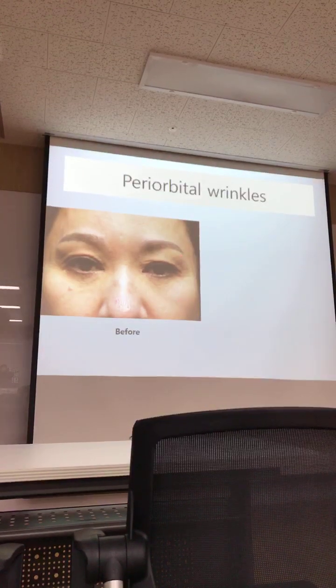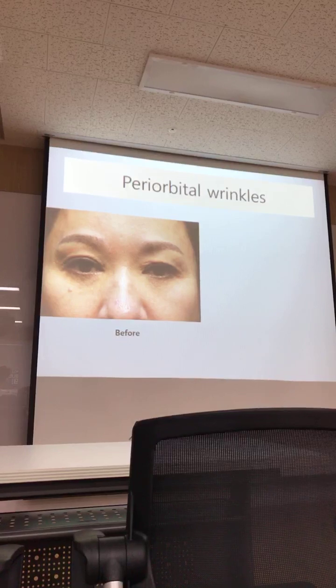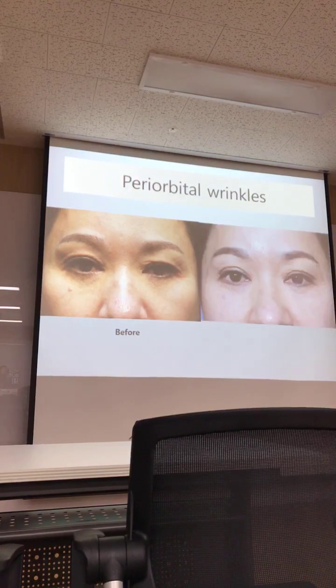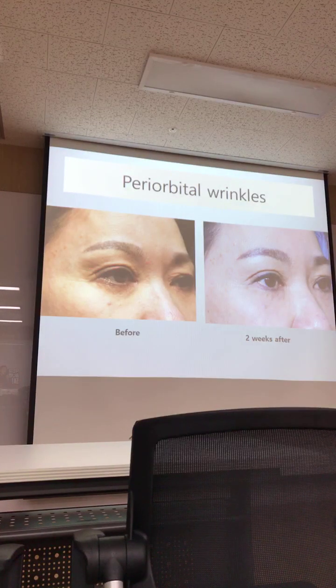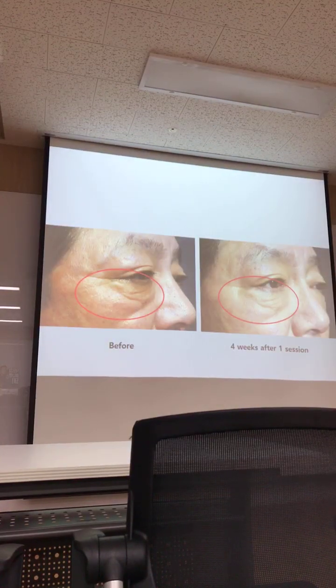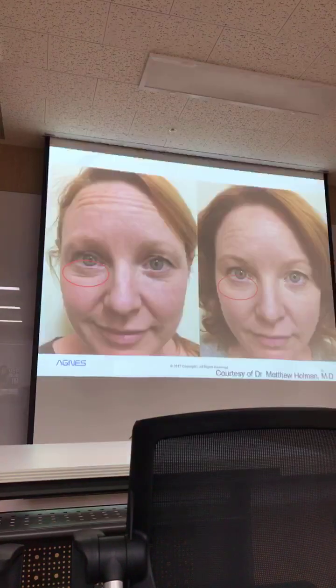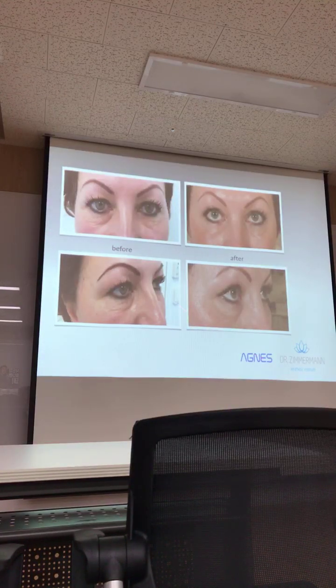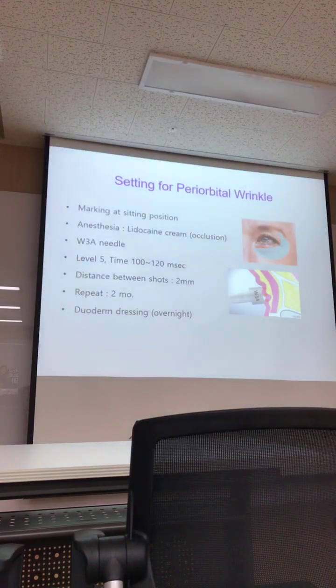So she has upper eyelid wrinkle. We can see the upper eyelid wrinkle and a little drooping, before and after. Before and after. You can see the drooping wrinkles are improved as well. Other patient, before and after. This is the Caucasian Australian case. Before and after. This is the German case. Before and after. This is the setting.